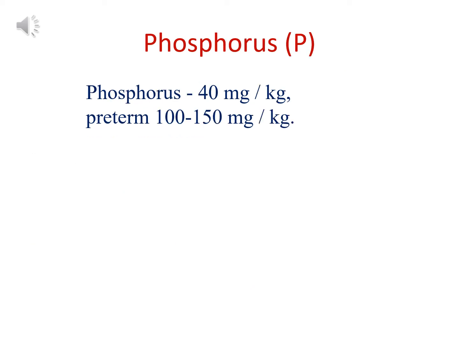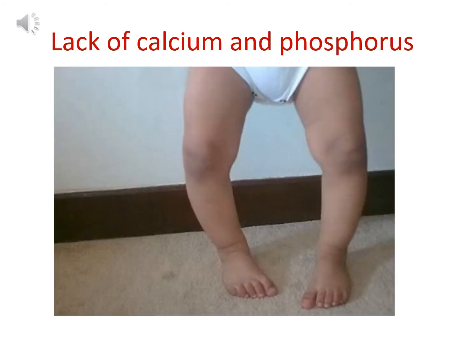Now consider the role of phosphorus. The daily requirement for phosphorus is 40 mg per kg, but for preterm babies it's much higher and is 100 to 100.5 mg per kilo. Lack of calcium and phosphorus leads to bone deformation. One of the most common diseases in children in the first year of life is rickets.